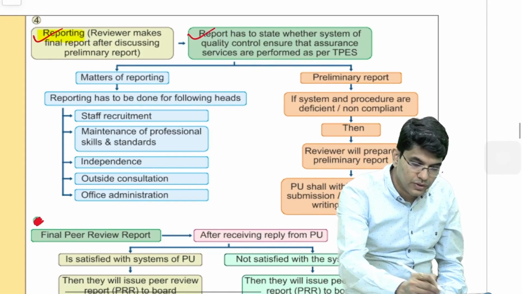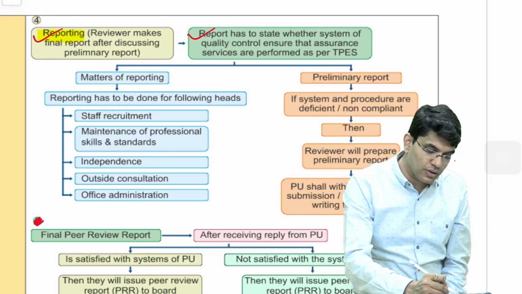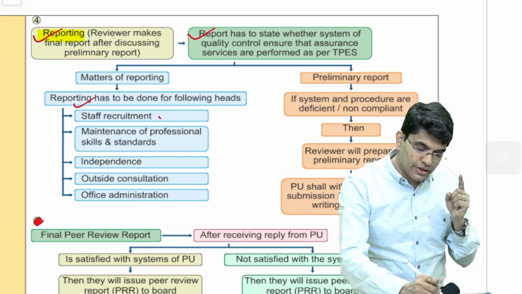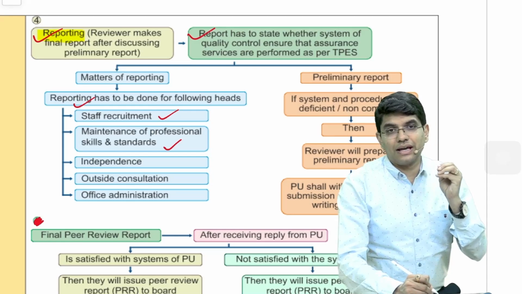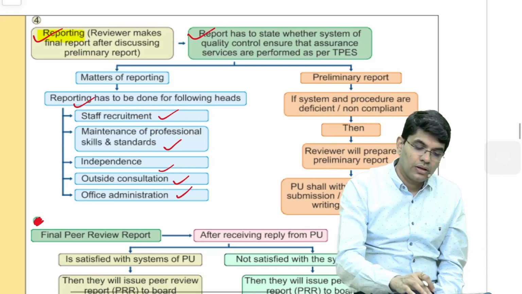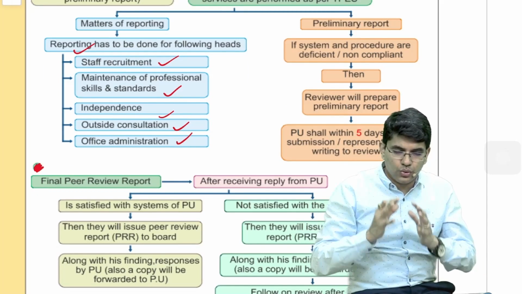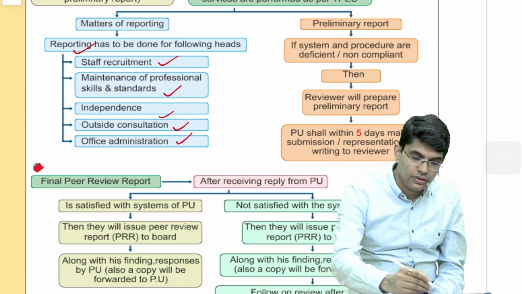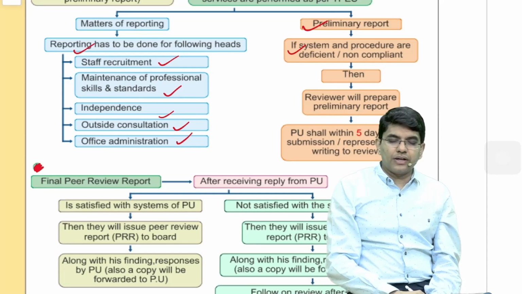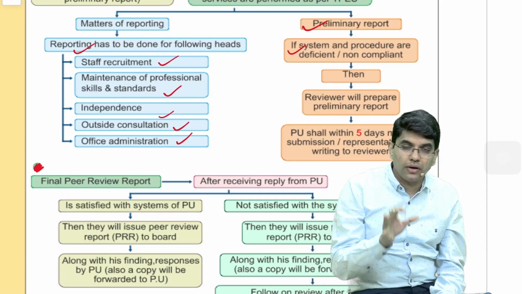Now reporting. After the peer review is done, we have to make a report, and we make the report under these headings: how good is the recruitment, then maintenance of skills and standards, independence, consultation, office administration. If there are deficiencies in the quality control systems or in how they conducted the audit, a preliminary report will be prepared, and it will explain what the deficiencies are in the audit quality control system and how they are doing audit.